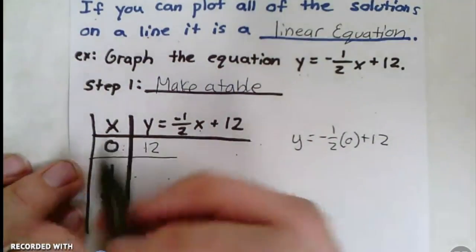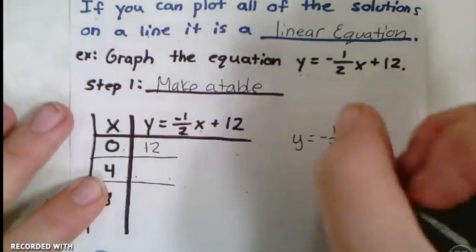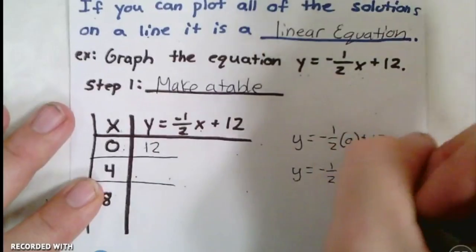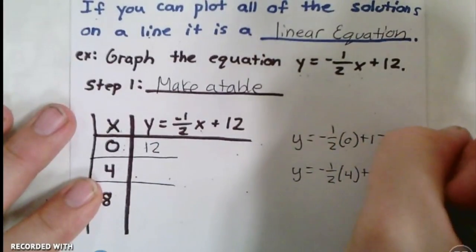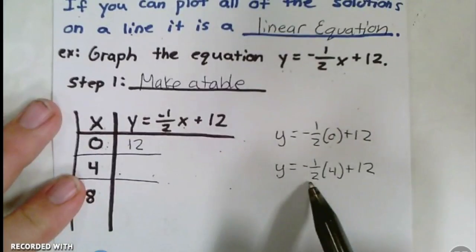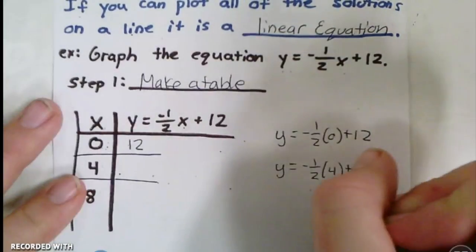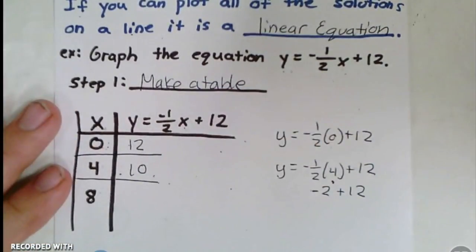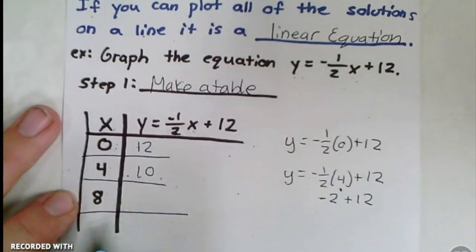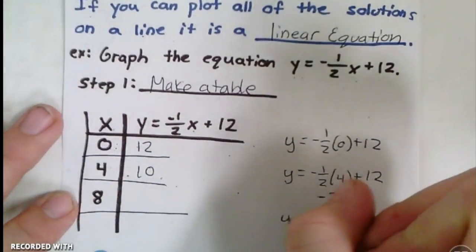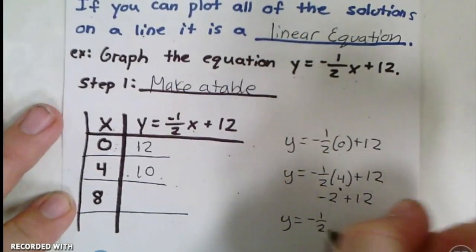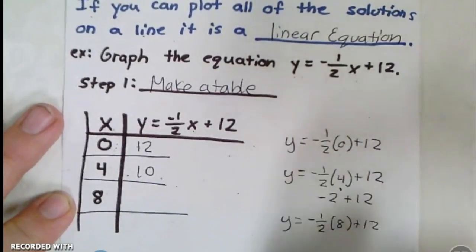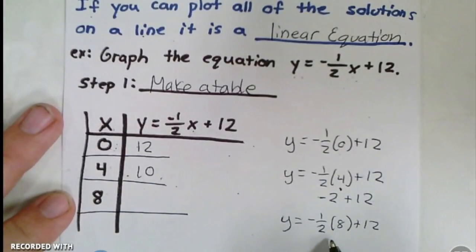Okay, what about if X equaled 4? So I'll do Y equals -1/2 times 4 plus 12. -1/2 times 4 is -2, and -2 plus 12 is +10. What about if X was 8? Well, Y equals -1/2 times 8 plus 12. -1/2 times 8 is -4, and -4 plus 12 is +8.